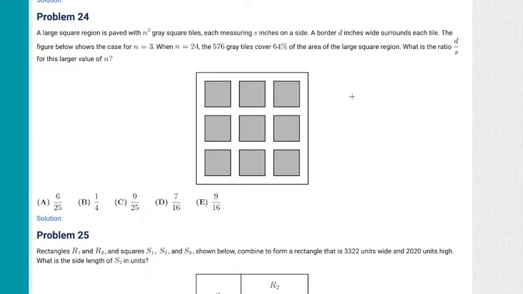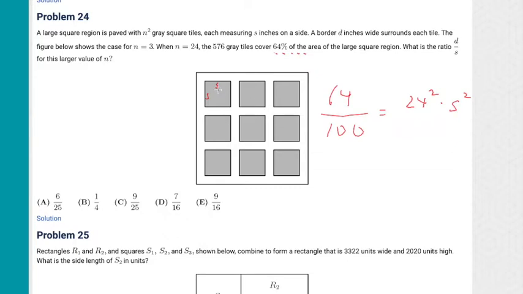So we're going to do what we always do, which is set up an equation, right? So 64% of the area of the large square region. We need to figure out what over what is 64%. So we need to find the total area of all the gray squares. So we know there's 576 of them, right? Or 24 squared tiles, times the area of each of these, because 576 of these individual areas. So the area of one of these is s by s, or s squared. So 24 squared times s squared.